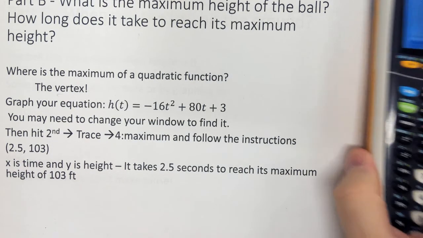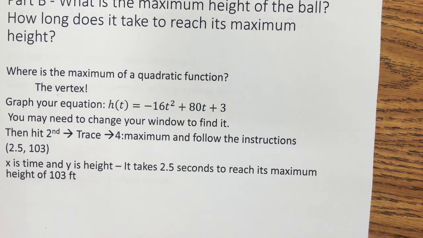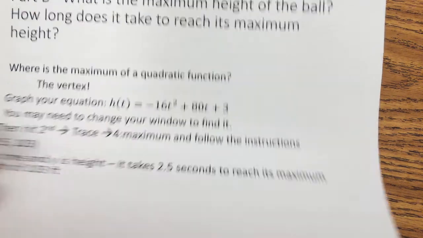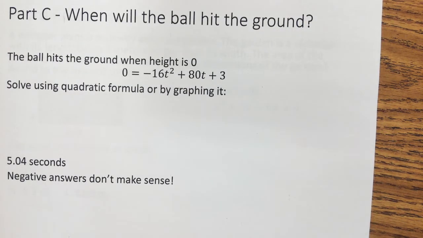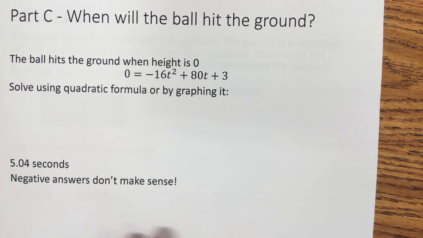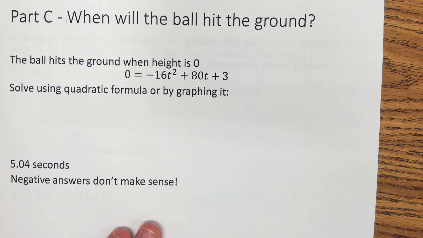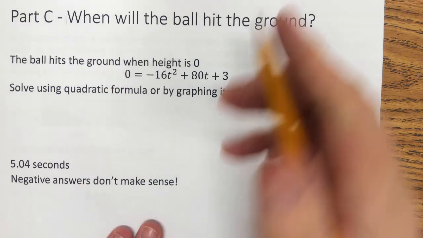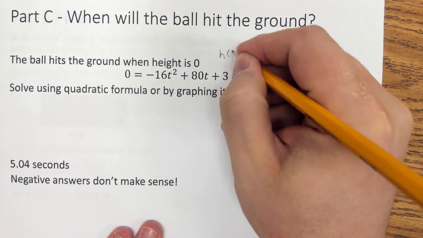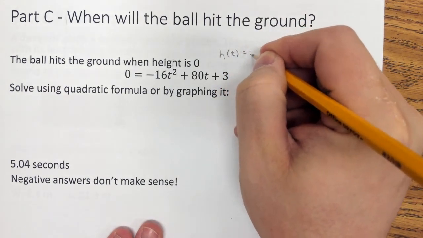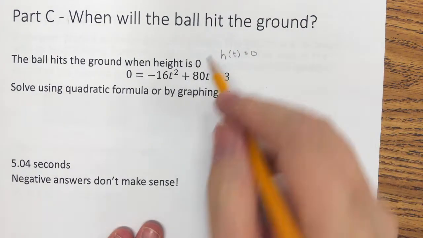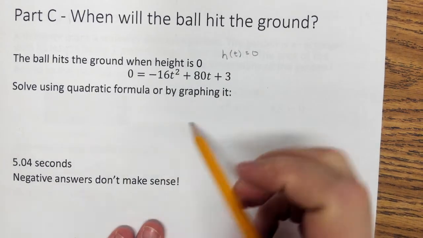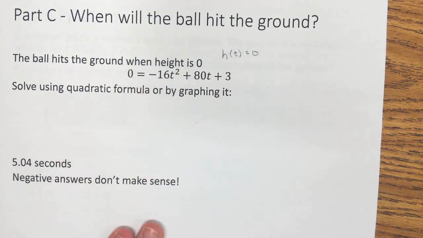Okay, so there's that part. One more part, part C. They want to know when the ball hits the ground. Well, we know that the ball hits the ground when height is 0. So h of t equals 0, because that represents the height. So I'm going to plug 0 in for that.